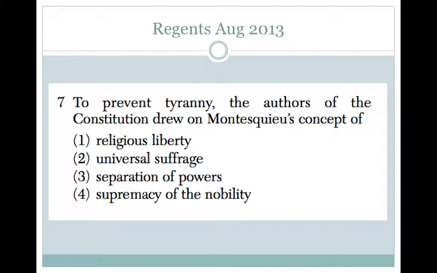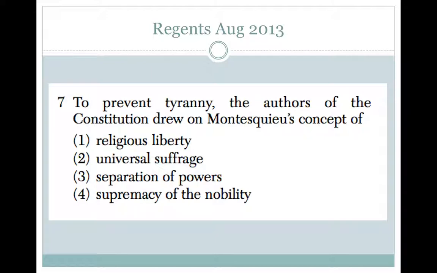This question is about Montesquieu. This is from the August 2013 Regents, so it's overdue to come up again. To prevent tyranny, this is a leader who has total control. The authors of the Constitution drew on Montesquieu's concepts of, so we see them taking ideas from the Enlightenment thinkers. Religious liberty, maybe one of them talks about religious liberty.